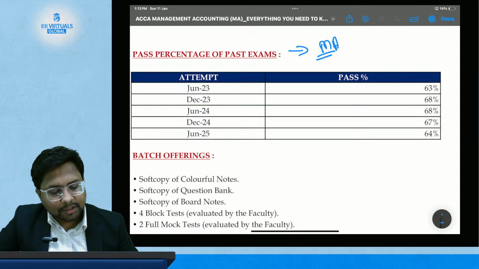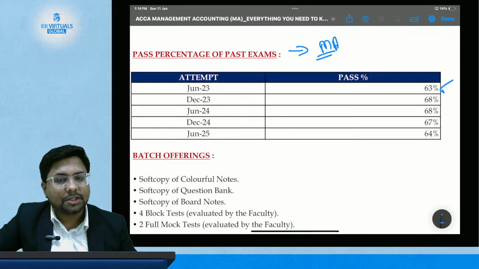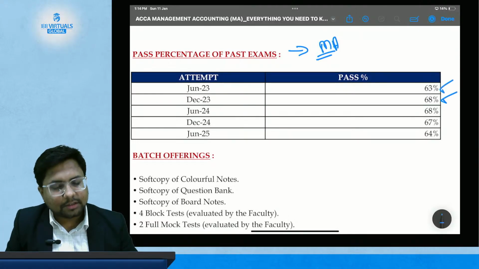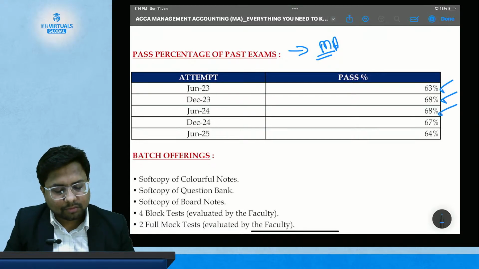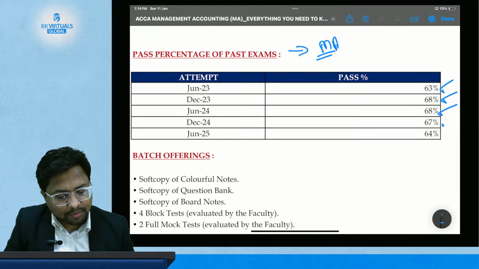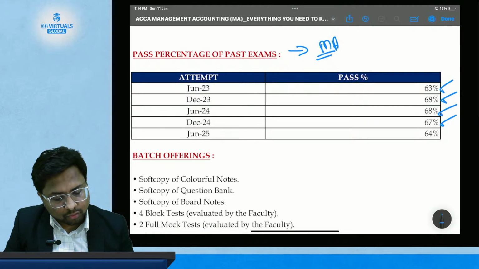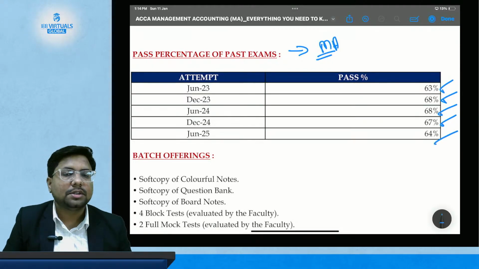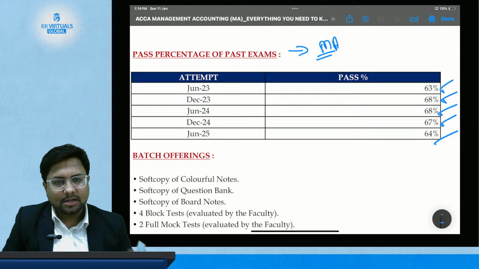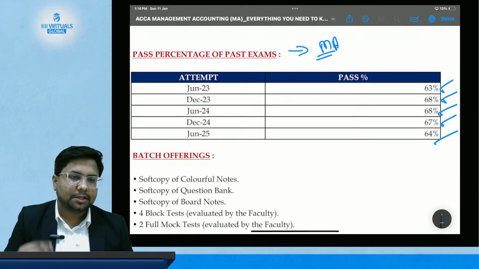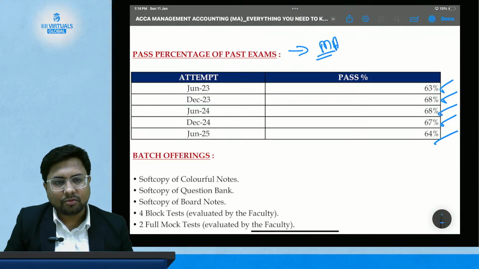So in June 23, the passing percentage was 63%. In December 23, the passing percentage was 68%. In June 24, the passing percentage was again 68%. In December 24, the passing percentage was 67%. And in the last attempt, that is June 25, the passing percentage was 64%. December 25 result is still awaited, so we don't have the information yet.